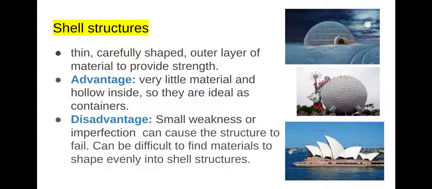fail. So a good example of a shell structure in nature is an egg. And you think about when the egg cracks, it then becomes very weak. It can be really difficult to also find materials that shape very nicely into shell structures.